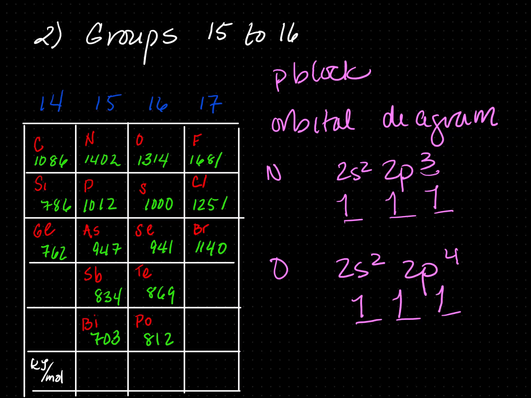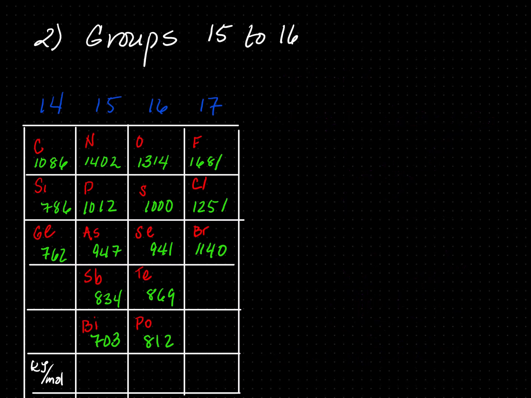Since oxygen has 4, I need to put an electron in the opposite direction according to Pauli's principle. This paired electron causes electron-electron repulsion, making it easier to remove the electron. This is why the ionization energy of oxygen is lower than nitrogen, because of this one paired electron. So this is true for every single element.